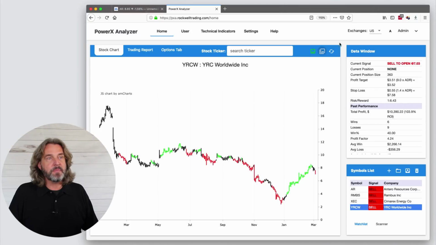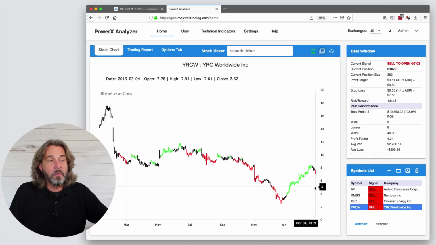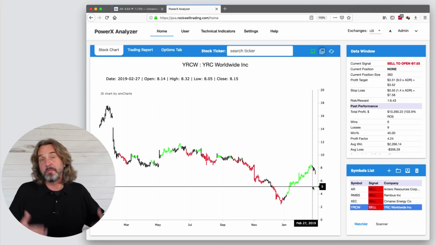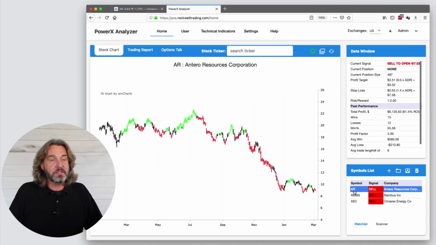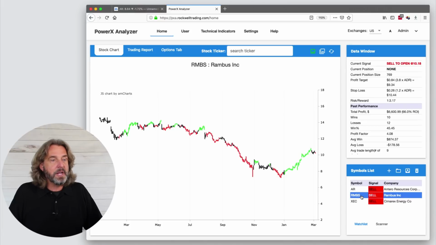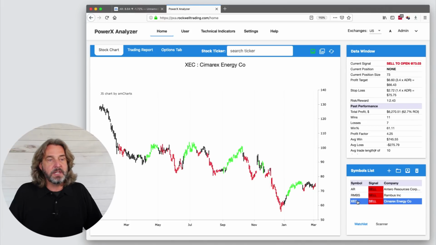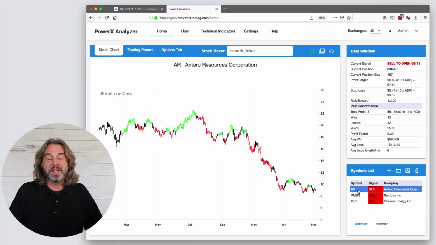So if I would sell it at 7.03, my profit target would be at $3.52. So we have to dip below 5. I mean, it has been there, but I do not like to trade stocks that are going below $5. And again, personal preference. So WRCY, you're fired. This leaves these three, AR, RMBS, and XEC that I want to trade today. And guess what? I did place orders for AR, RMBS, and XEC.